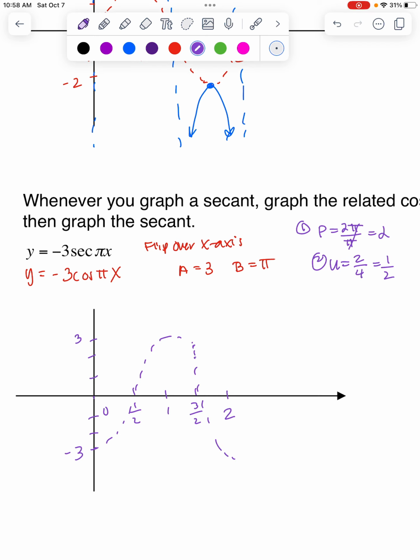Now you can go ahead and graph out your asymptotes. So again, it's wherever this cosine graph is hitting our x-axis. So I'm going to go ahead and graph those. And then you can just take those points and just draw out your parabolas, and here we are. We have our y is equal to negative 3 secant of pi x. And we are done.